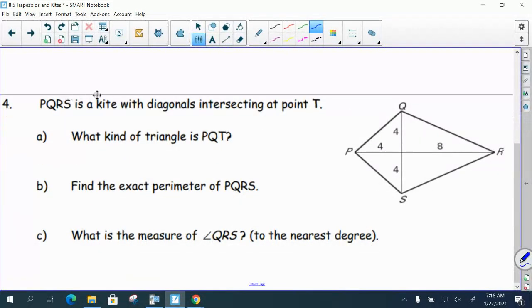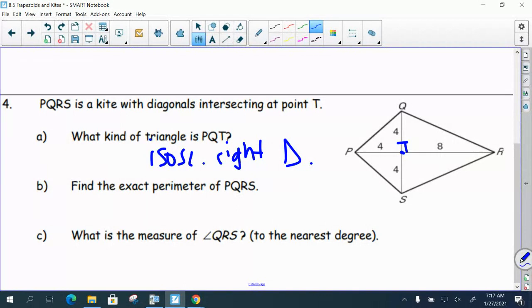Number 4, PQRS is a kite with diagonals intersecting at T. All right, so now we're working with some right triangles. Oh, oops, I think I gave you part of the answer. Well, what kind of triangle is PQT? So this is PQT. So it's not just a right triangle, but it's an isosceles right triangle. Find the exact perimeter of PQRS.